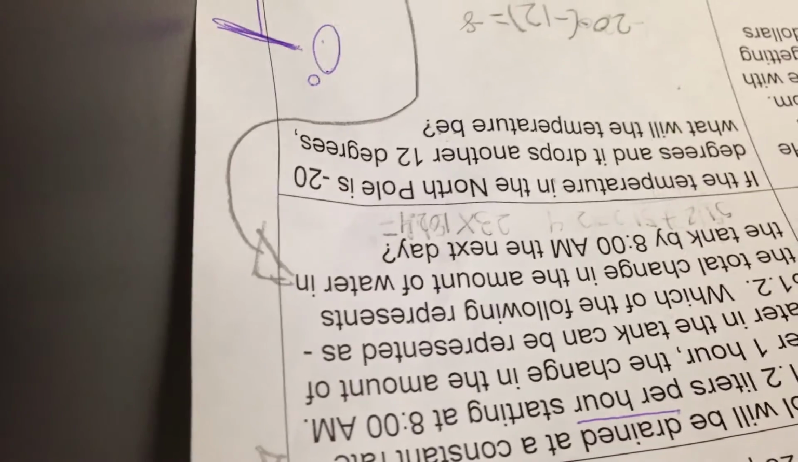Okay, now the fourth question. A pool will be drained at a constant rate of 51.2 liters per hour, starting at 8 a.m. After 1 hour, the change in the amount of water in the tank can be represented as negative 51.2. Which of the following represents the total change in the amount of water in the tank by 8 a.m. the next day?